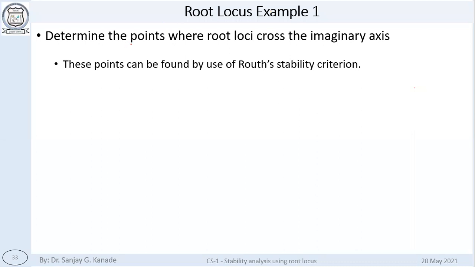Now we have to find out the points where the root locus crosses the imaginary axis. Why is it required? I will quickly draw the graph here. We have three poles, right? This, and this. The root locus branches: this was the one branch, and as it is going towards infinity already, this is complete.